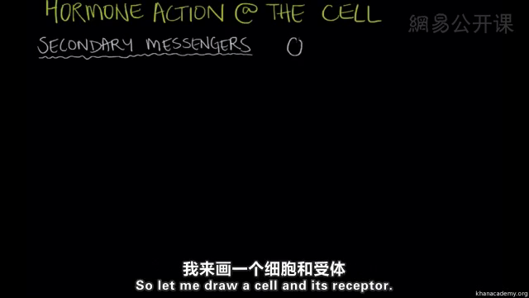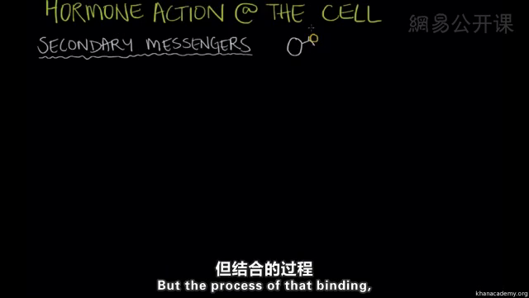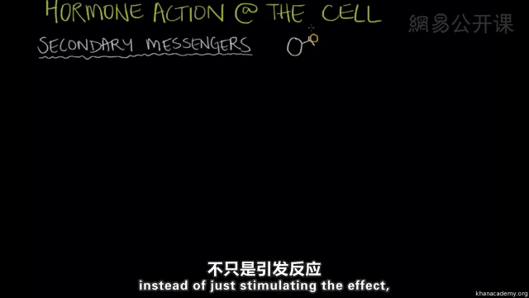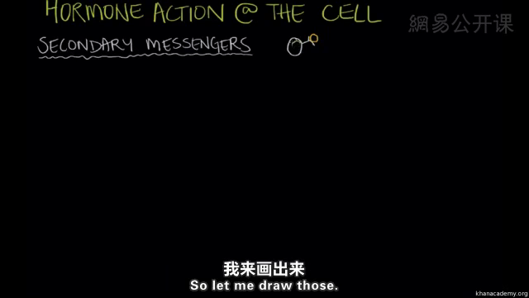So let me draw a cell and its receptor. And I'll draw a hormone binding to it. But the process of that binding, instead of just stimulating the effect, it really sets off this chain reaction that leads to secondary messengers inside the cell being released. So let me draw those.